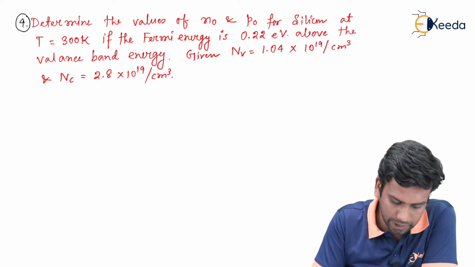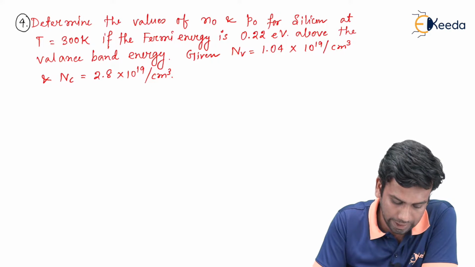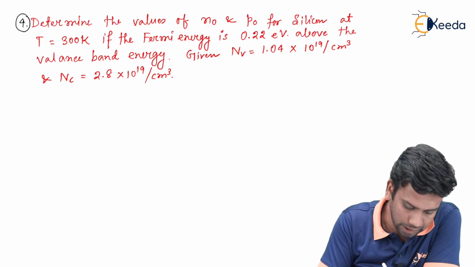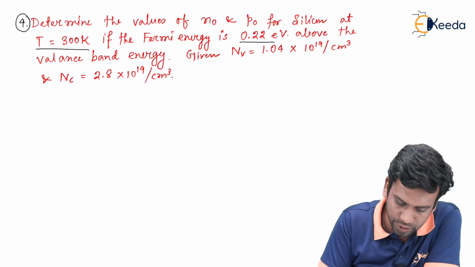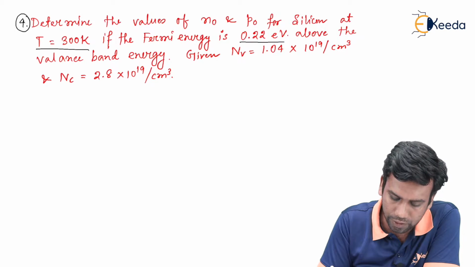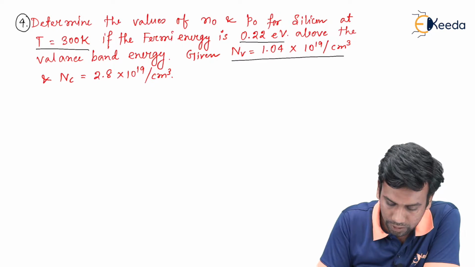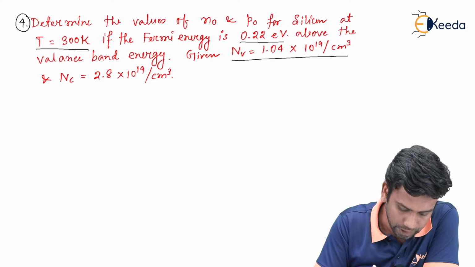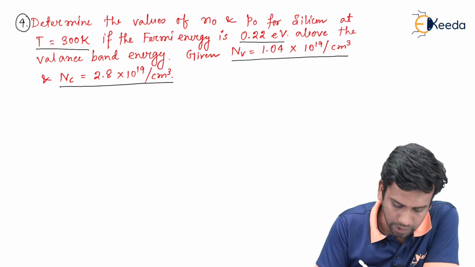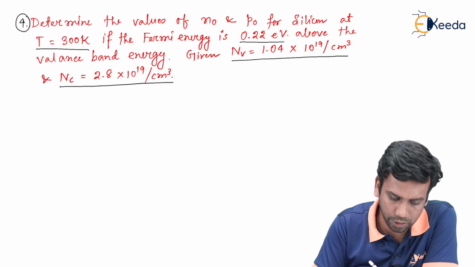According to the given numerical, determine the values of N0 and P0 for silicon at T equals 300 K if the Fermi energy is 0.22 electron volt above the valence band, and given Nv equals 1.4 into 10 to the power 19 per centimeter cube and Nc value is given by 2.8 into 10 to the power 19 per centimeter cube.